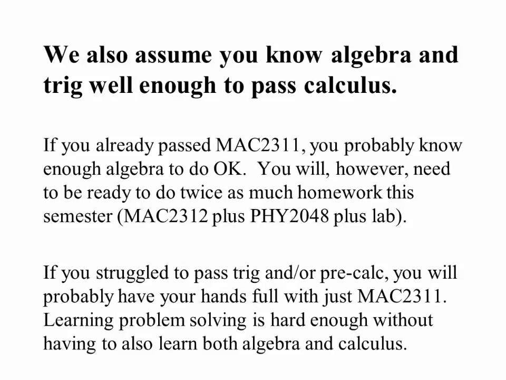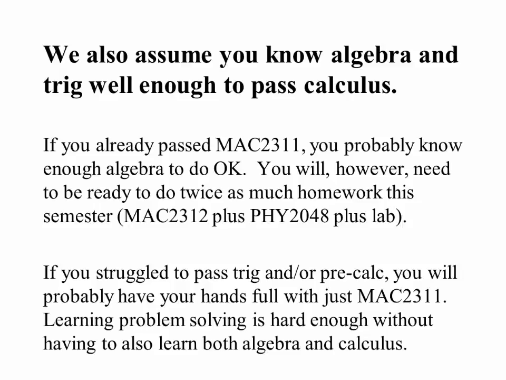The most important thing we expect you to know is algebra and trig. Enough algebra and trig to be able to pass calculus without a whole lot of difficulty. If you've already passed Calc 1, you probably know enough algebra to do okay in this class, but you need to be ready to do at least 10 hours a week of homework in calculus and 10 hours a week in physics because of the lab reports, but also just to keep up every day in class.